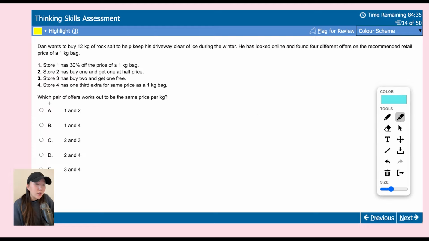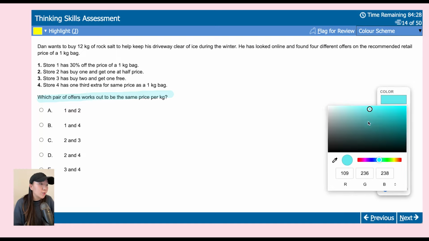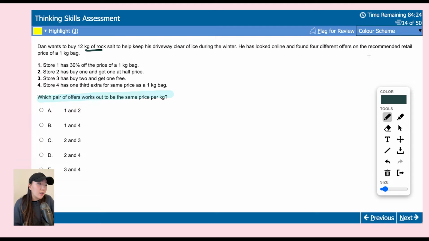So in this problem solving question, we want to work out which pair of offers work out to be the same price per kilogram. So let's figure out what the question wants from us. So it's saying Dan wants to buy 12 kilograms of rock salt. He's found the recommended retail prices of a 1 kilogram bag, and then we've got 4 stores offering 4 different options. Now in this case, I'm really in favor of just taking the most direct approach.